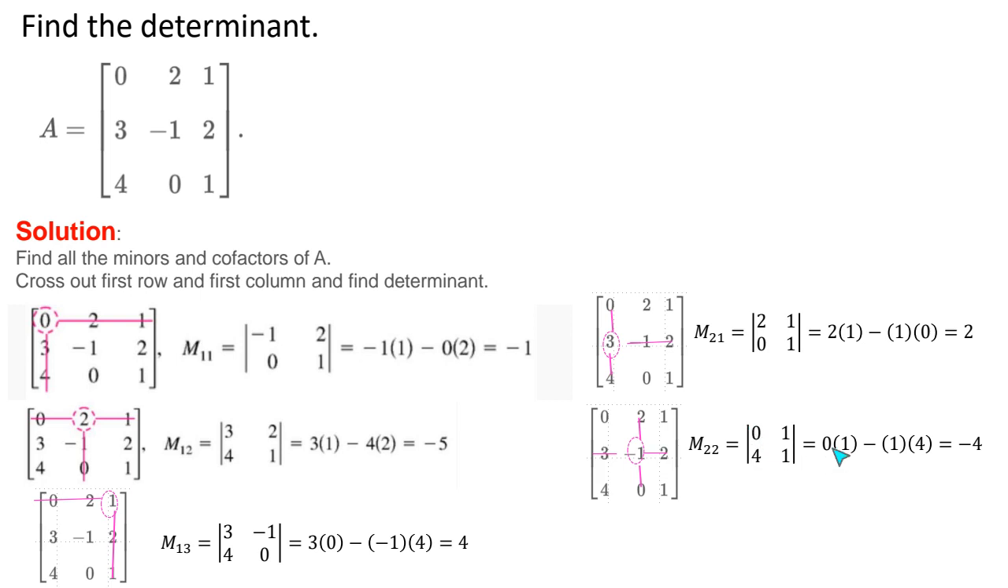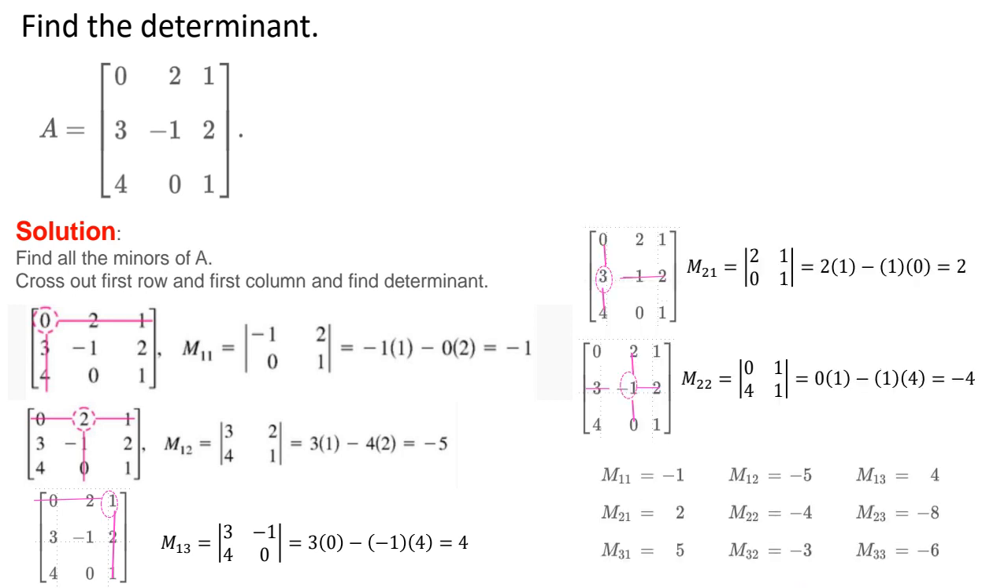So 0 times 1 is 0. 4 times 1 is 4. So we end up with negative 4. And then we keep going. And we keep the same process.